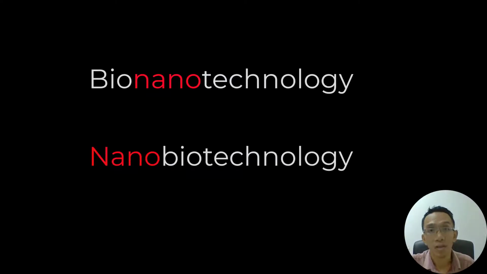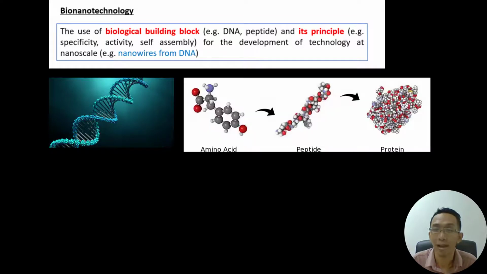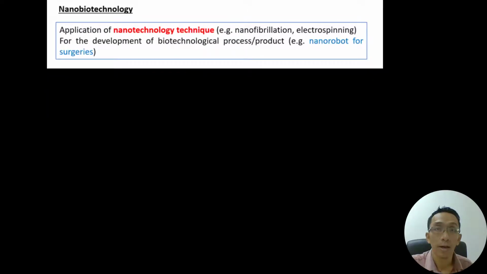If you add nano in the definition, you can get either bionanotechnology or nanobiotechnology. The priority always goes to the one that comes first. For example, for bionanotechnology, you use the bio part. In this case, the biological building block like DNA or peptide, or its principle, to produce something at nano scale. An example of bionano is that you use DNA oligomers, short chains of DNA, peptides, which are short chains of protein, or protein fibril as a template for metal nanowire or interconnect so that you can use it for molecular electronics.